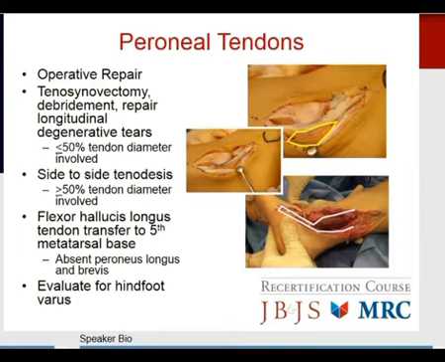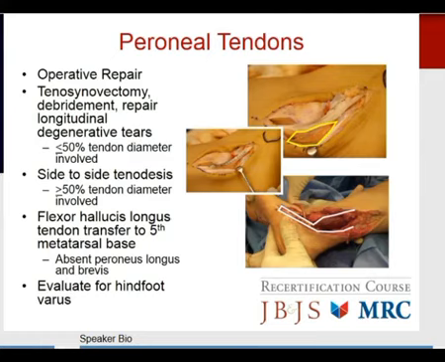Peroneal tendons themselves also require operative repair sporadically. We know that simple tenosynovectomy is done in patients who have fissuring or tears of the peroneal tendons themselves. We recognize, however, that if over 50% of the tendon diameter is violated, we then have to add some type of tendon transfer to supplement this repair.